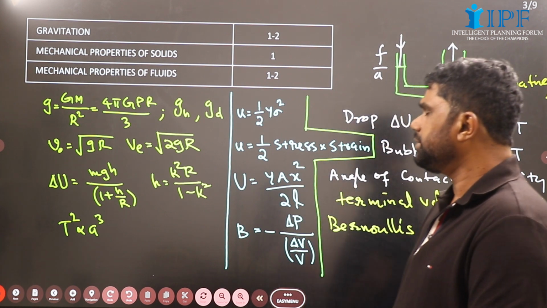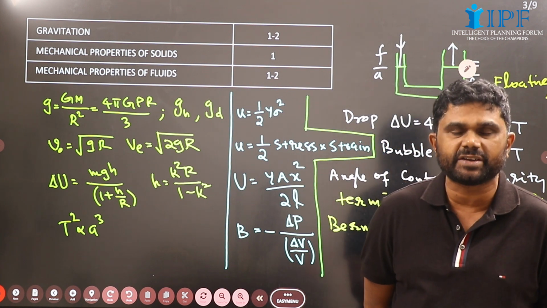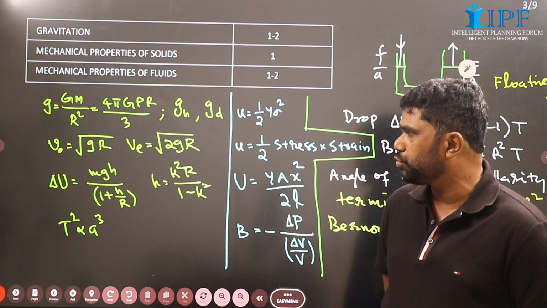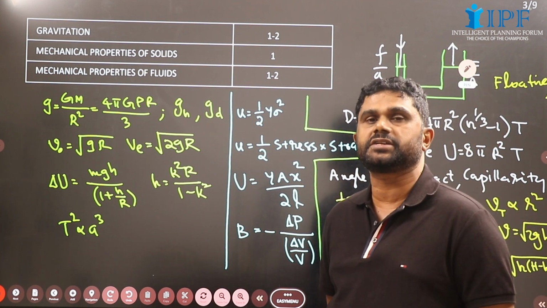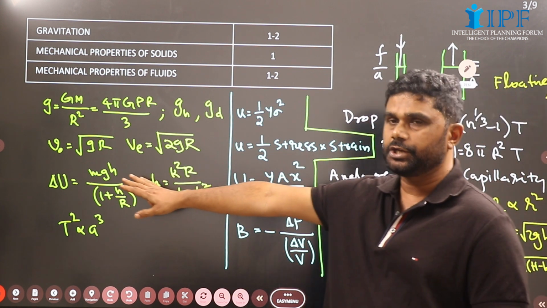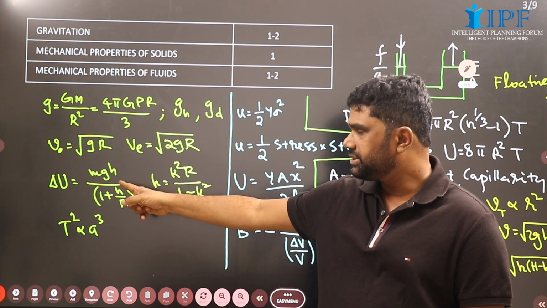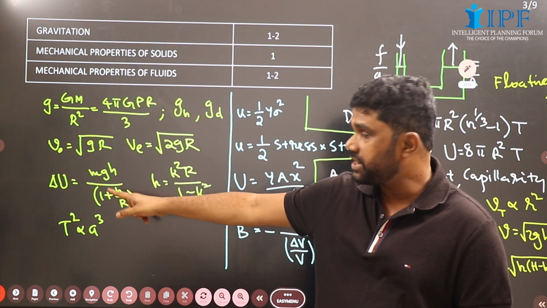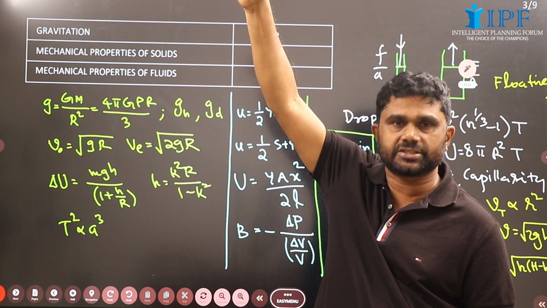Okay, then see, this is the escape velocity. It is also called the second cosmic velocity. And from the surface of a planet, it is under root 2gR, where g is the acceleration due to gravity and R is the radius of the planet. Then next thing, this delta U, this is also an important formula. See, this is the increase in potential energy when a body of mass m is lifted from the surface of earth to a height h.